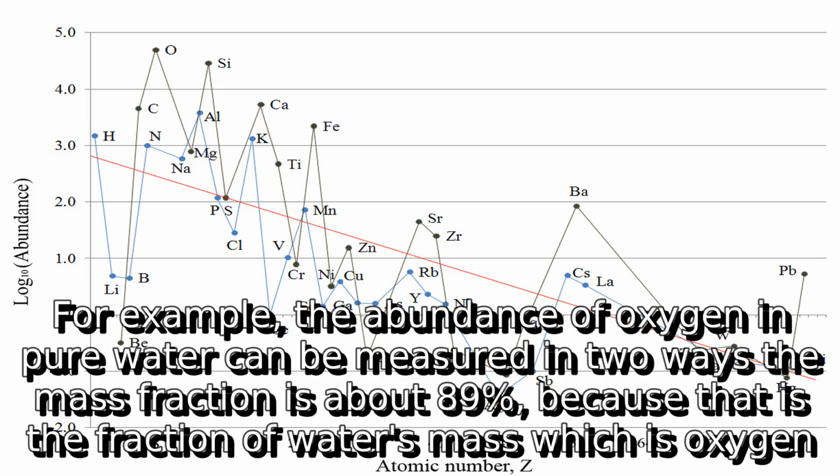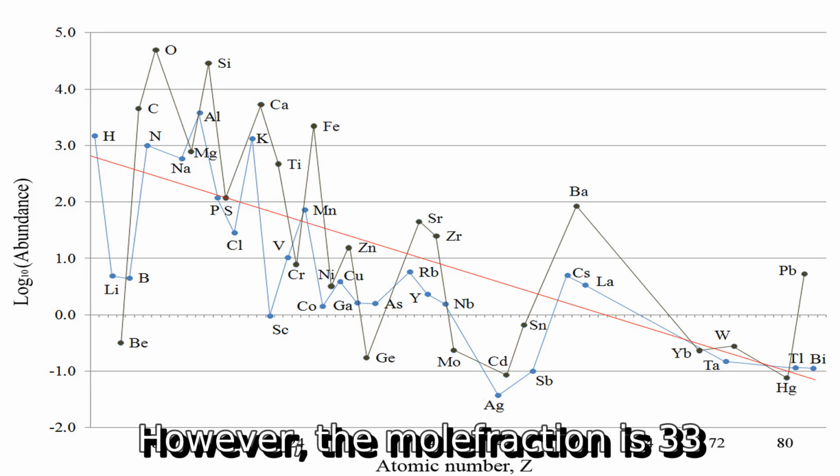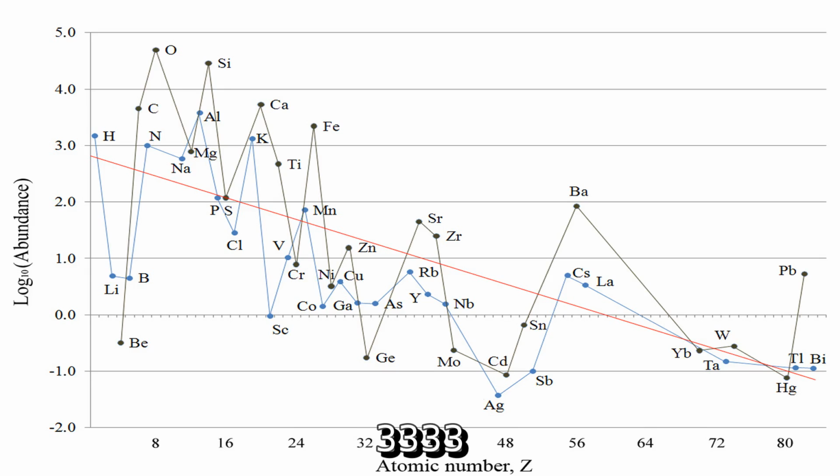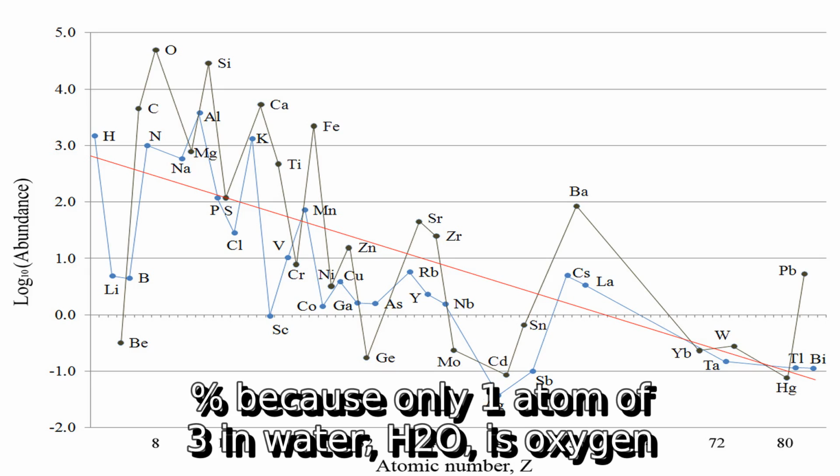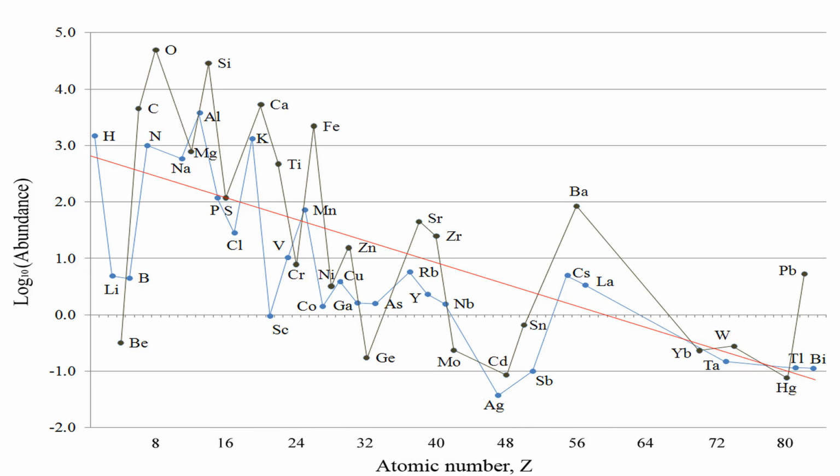For example, the abundance of oxygen in pure water can be measured in two ways. The mass fraction is about 89%, because that is the fraction of water's mass which is oxygen. However, the molar fraction is 33.333%, because only one atom of 3 in water, H2O, is oxygen.